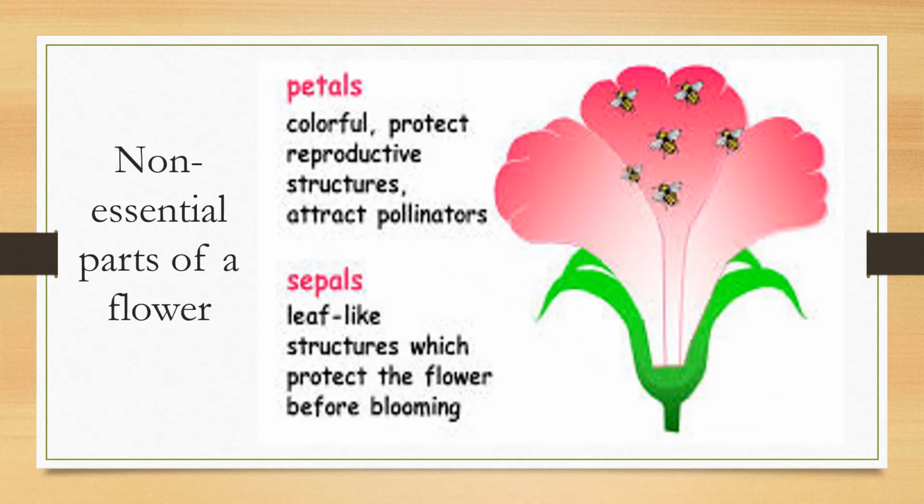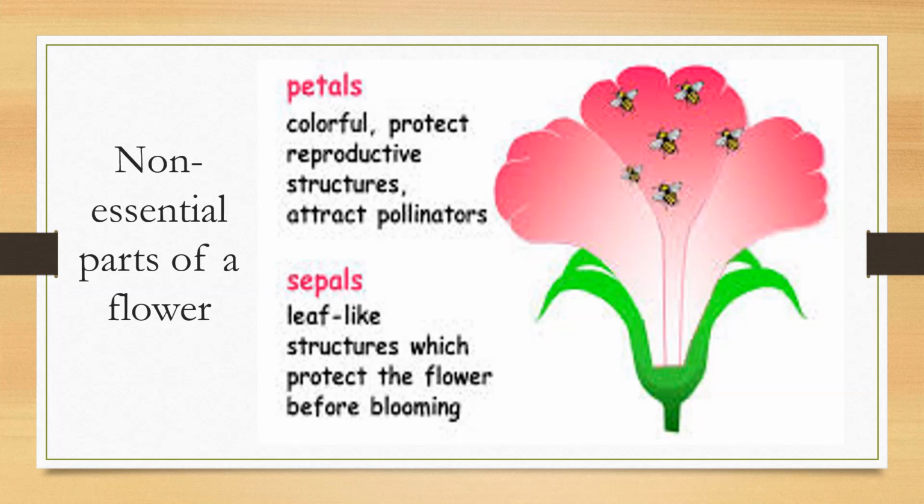Here you can see petals and sepals, whose structures we have discussed in detail before. Sepals and petals are called non-essential parts of a flower. These are non-reproductive parts of a flower. They don't have any role in the reproduction process. They have other functions. They attract insects for pollination. They give protection to the essential reproductive parts, but they are non-essential parts.